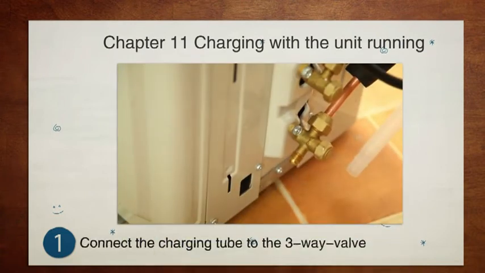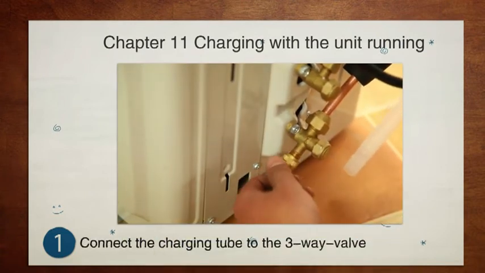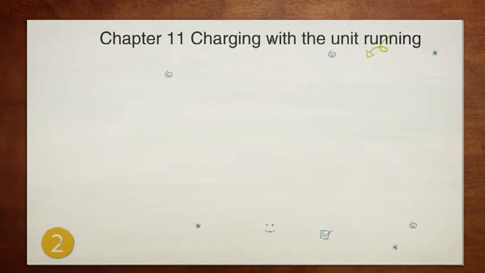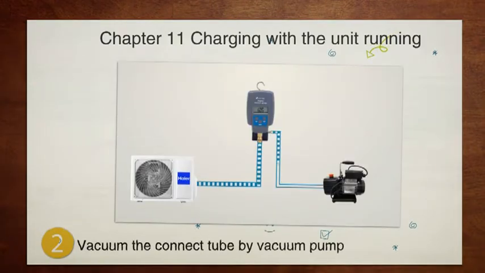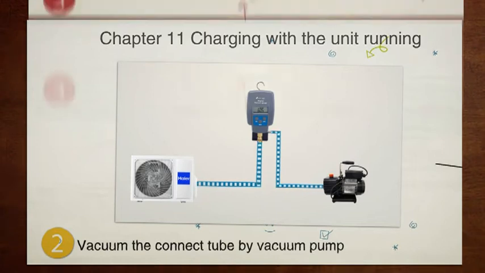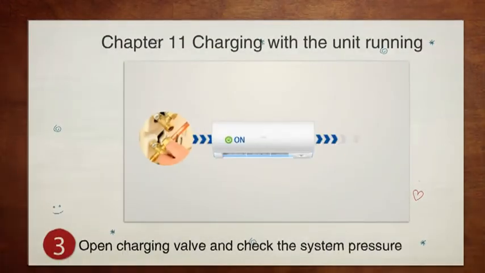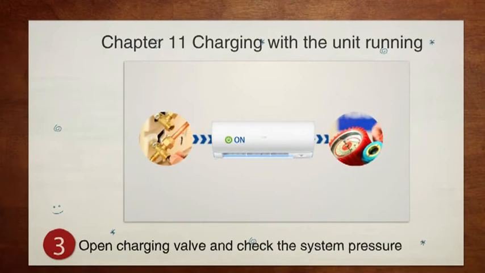Chapter 11. Charging with the unit running. Number 1. Connect the charging tube to the three-way valve. Number 2. Vacuum the connect tube by vacuum pump. Number 3. Open charging valve and check the system pressure.